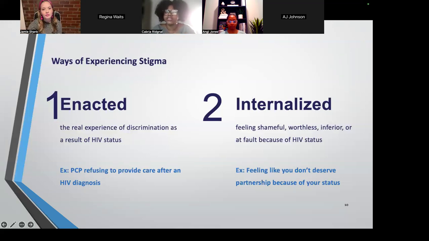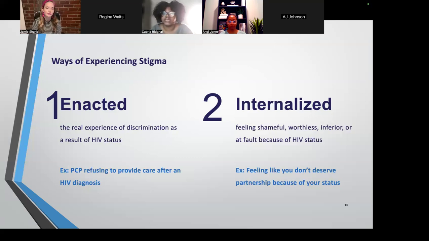So, the first definition is enacted stigma. So that's someone's real experience of being discriminated against. And I have a few examples on the slides as well. So, for example, we've heard this a lot before, especially working with community where their primary care provider is hesitant to even provide context on HIV or get into that conversation with those living with HIV. And so that's an actual example of actions being displayed and stigma really existing within those actions.